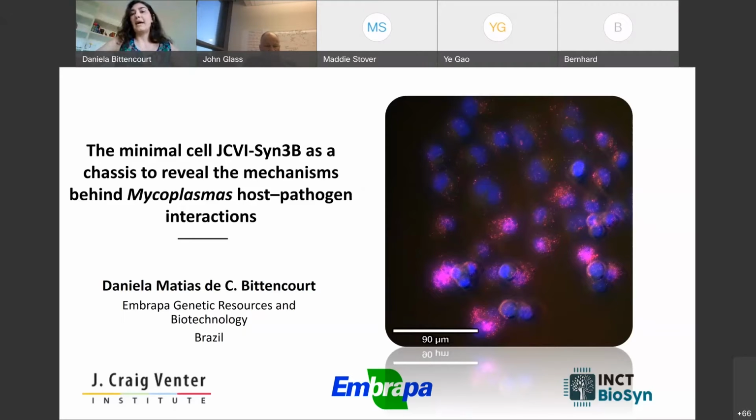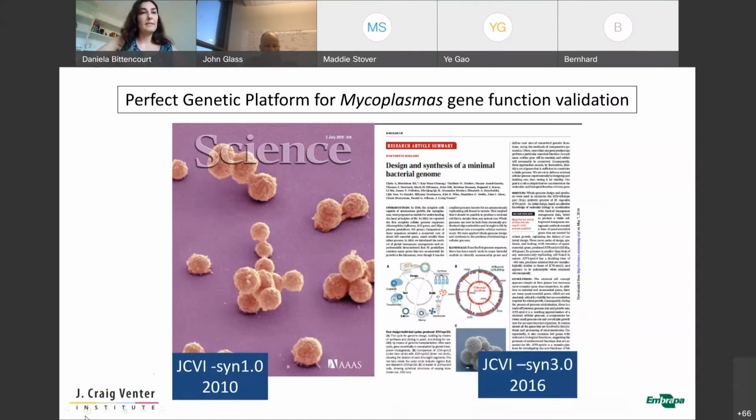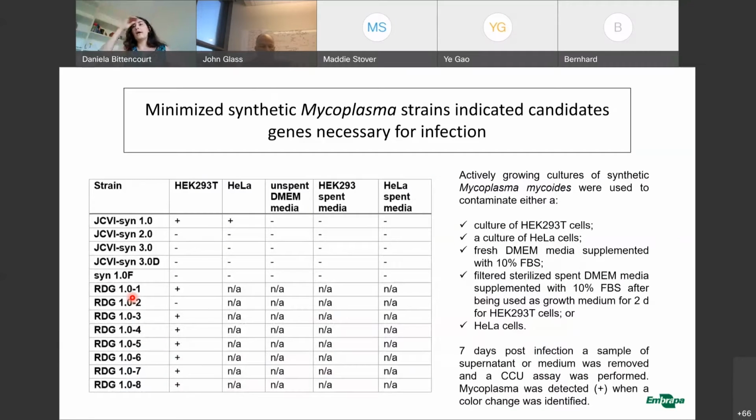So for that, we have used not only the minimal cell JCVI-Syn3, but also JCVI-Syn1, the first synthetic cell, and the intermediate cells that were created during genome minimization. First we checked which of those cells were capable of growing and infecting mammalian cells. For that, we analyzed several synthetic cells that were built during genome minimization.